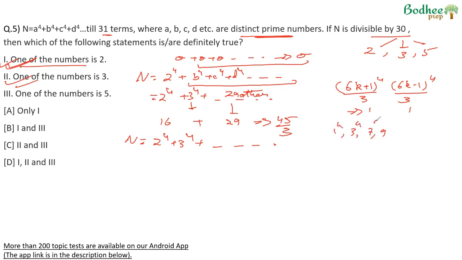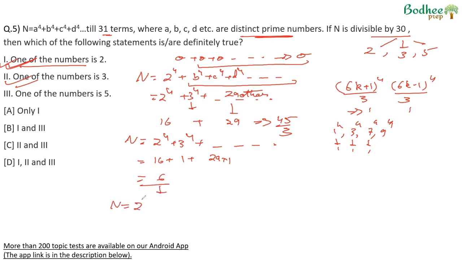When raised to power 4, the unit digit of all of these numbers is 1. 1 raised to power 4 is 1, 3 raised to power 4 is 81, 7 raised to power 4 is 2401, it will end in 1, 9 raised to power 4 also ends in 1. So if none of the numbers is 5, out of 31, this will become 16, 3 will end in 1, and there will be 29 other numbers which end in 1. The unit digit of this will be 29 plus 1 plus 6, 36. Such a number cannot be divisible by 5.